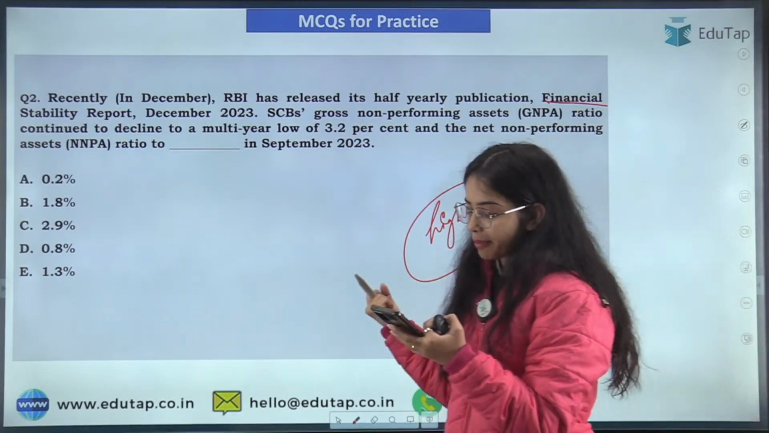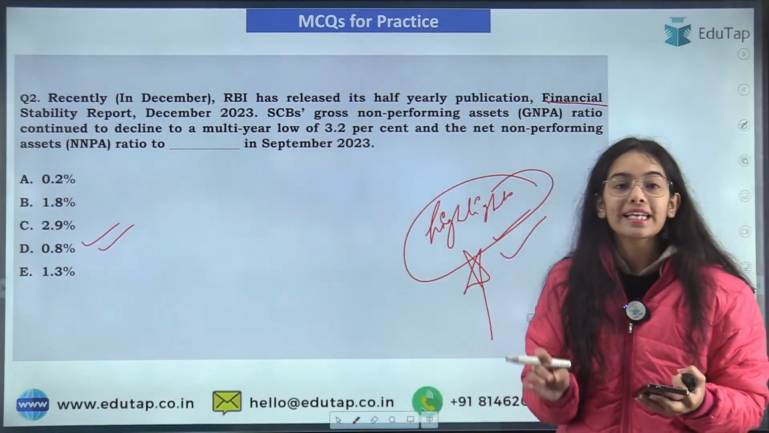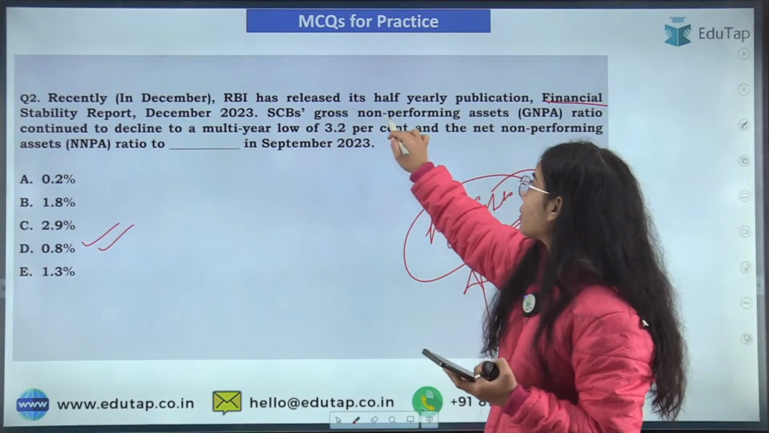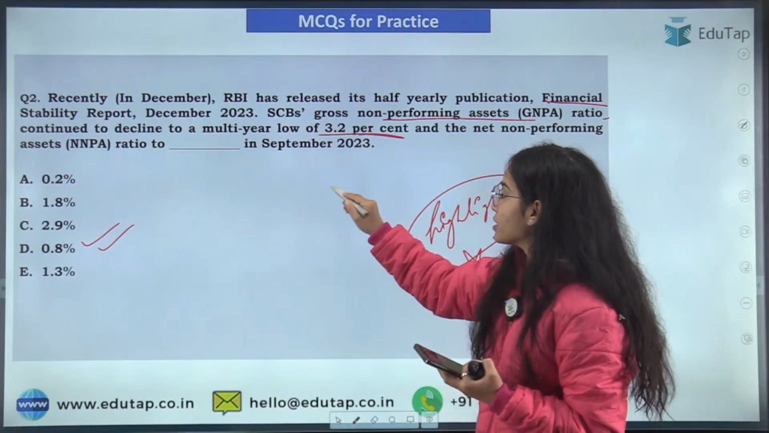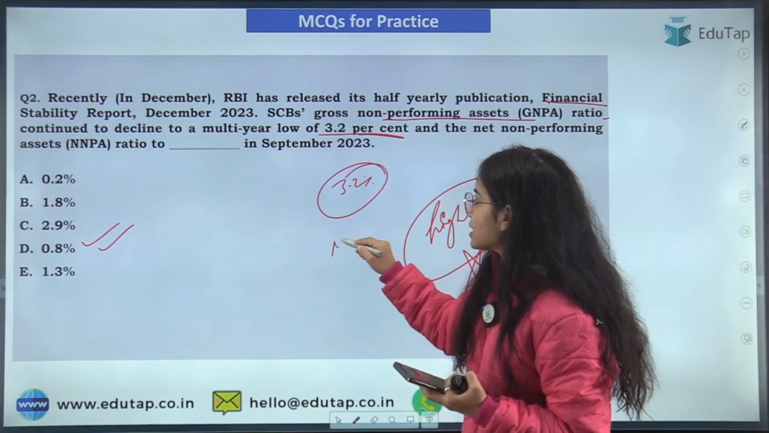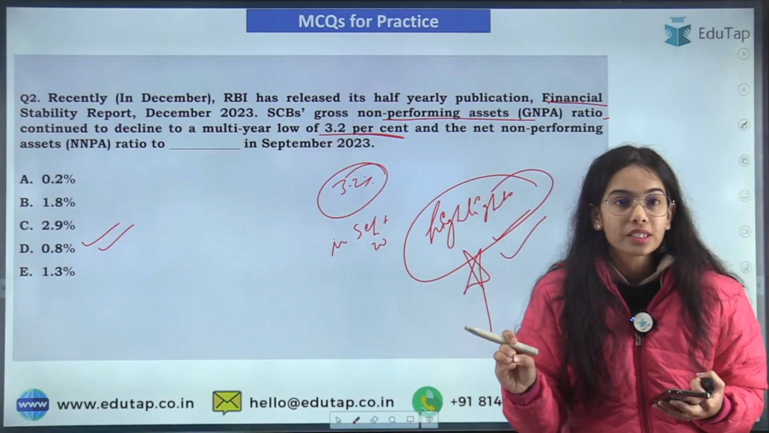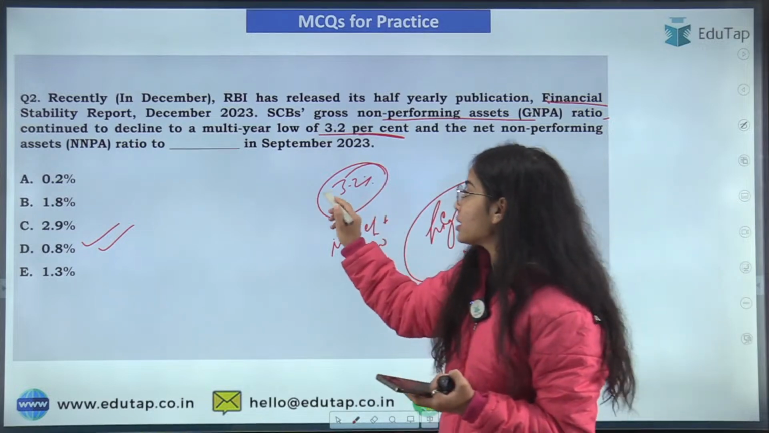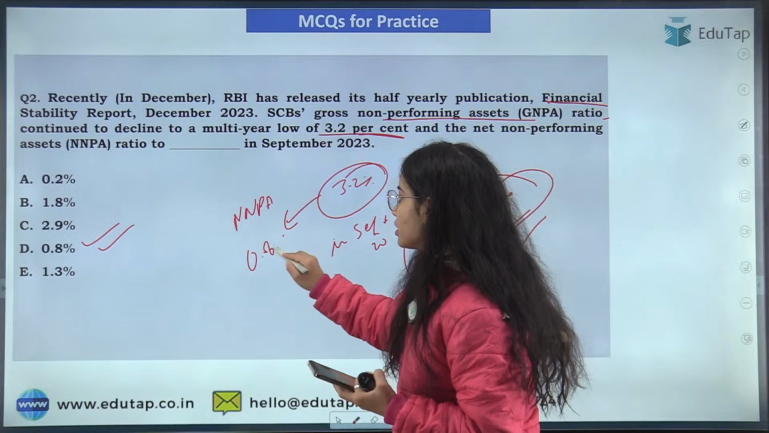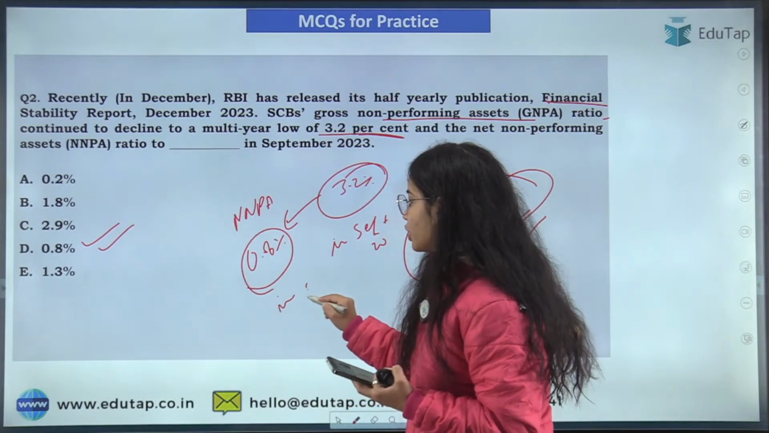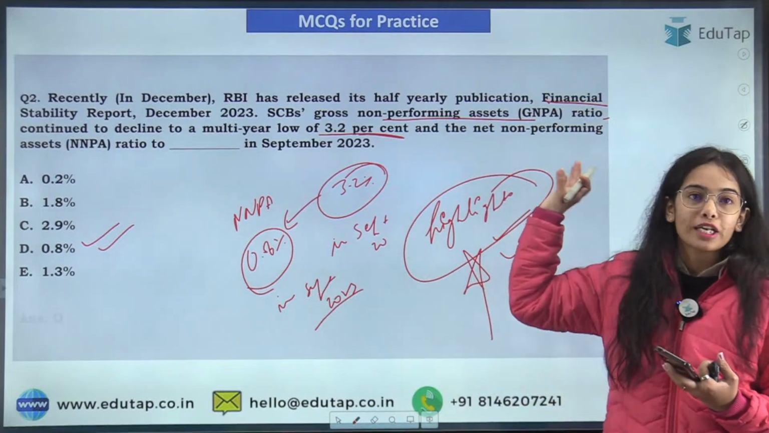Okay, so here I am getting the answer D, and that is absolutely correct. Recently the FSR has been released, and it has been said that the gross non-performing assets ratio was 3.2% in September 2023. The GNPA was 3.2% in September 2023, and the NNPA, the net non-performing asset ratio, was 0.8% in September 2023. This is the data provided in the highlights of the Financial Stability Report.